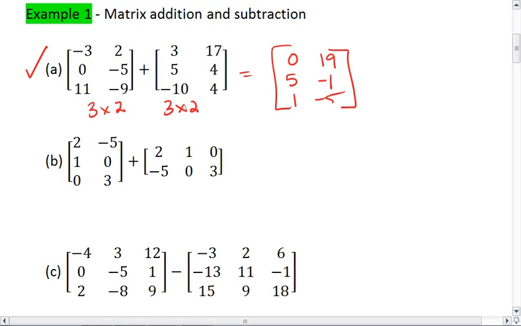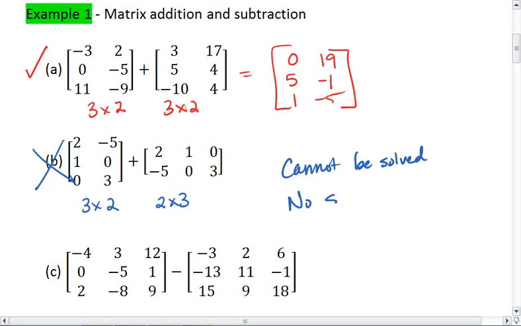Now let's look at example B. First thing we need to do is check the order of our matrix. We have 3 rows by 2 columns, and then 2 rows by 3 columns. These do not match up, so we cannot solve this. So you can write cannot be solved or no solution.